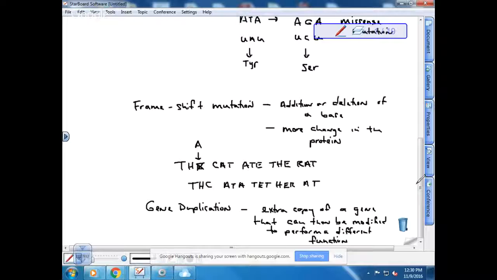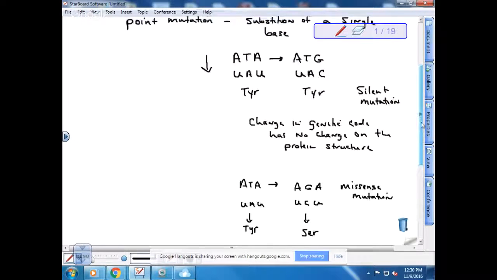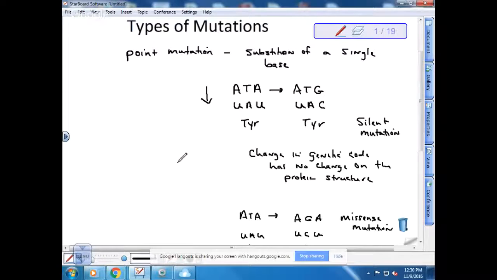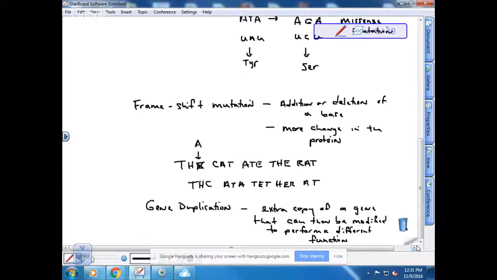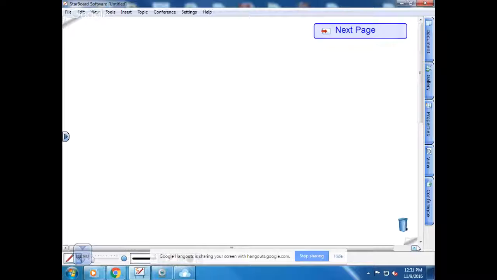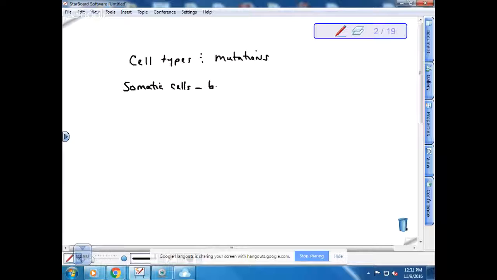Okay, so this is kind of describing structurally the different types of mutations, but we also need to talk about the different types of mutations as it relates to how they are inherited and in what type of cells they are from, okay? So we can look at cell types and mutations, okay? So most of our body is made of somatic cells. Somatic cells are body cells.